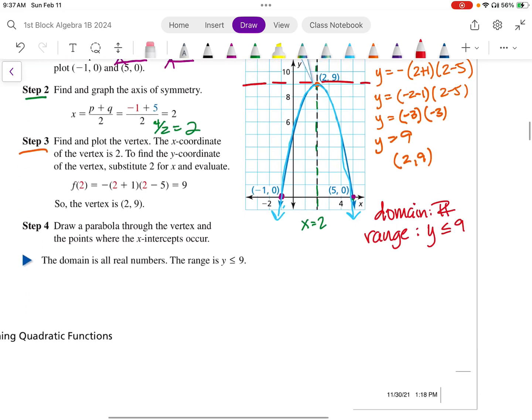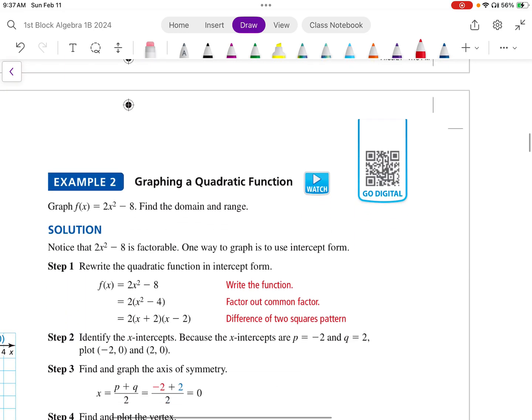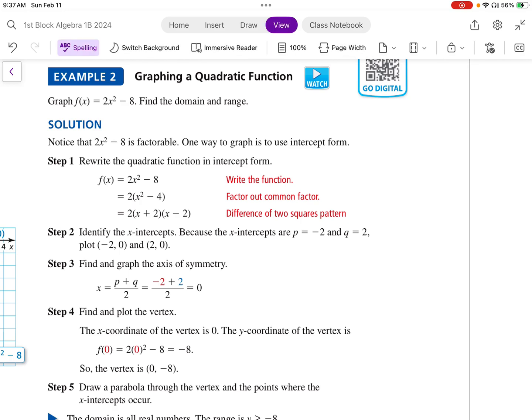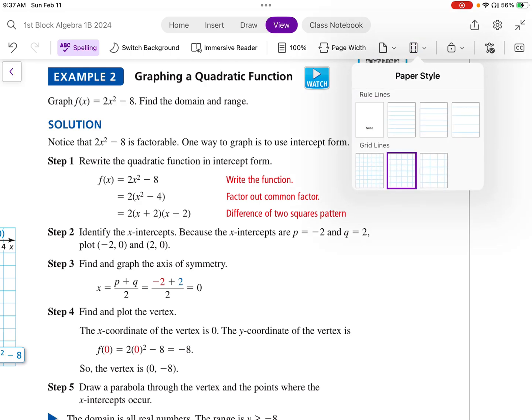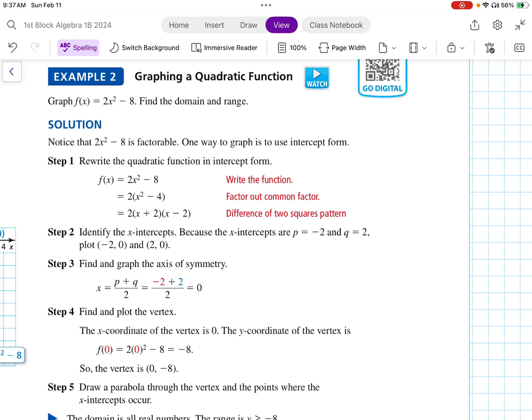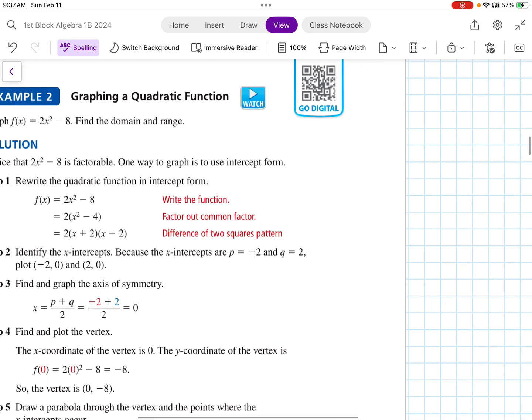Okay, graphing. We're not in intercept form right now, but maybe we can get there. And they want us, of course, to find the domain and the range. So I'm going to make my background graph paper, and I'm going to come over to the right side and graph it.